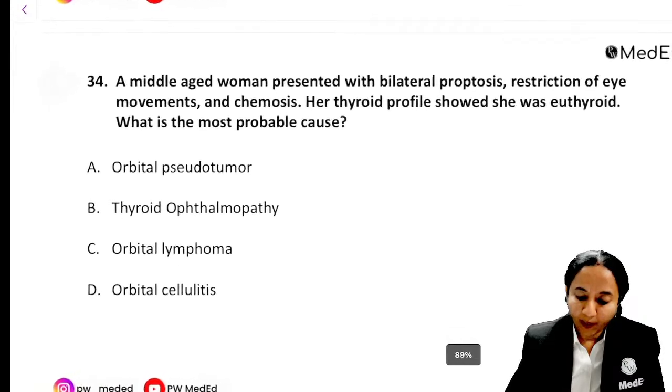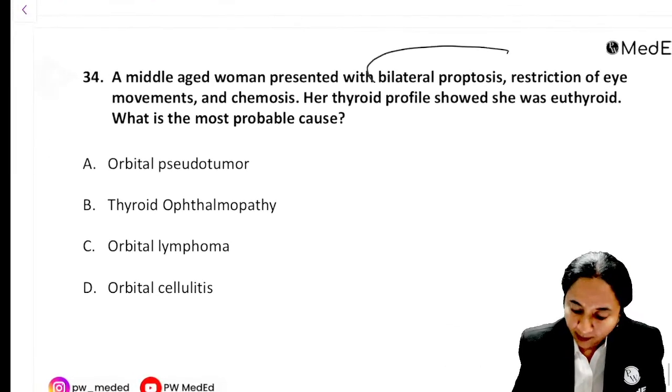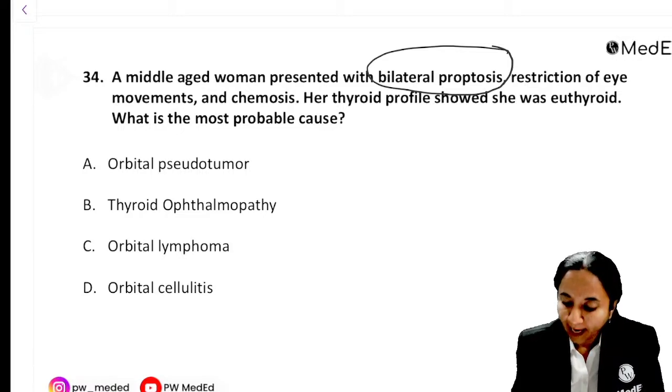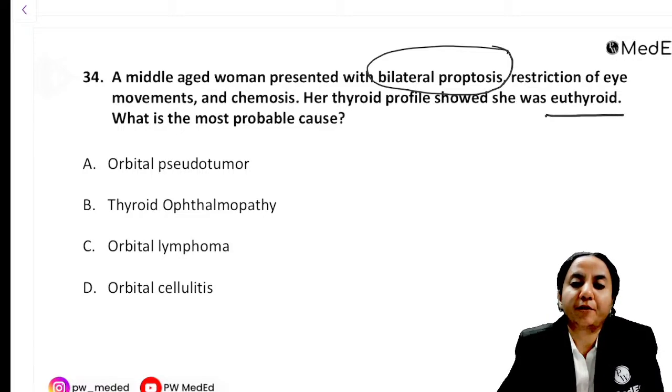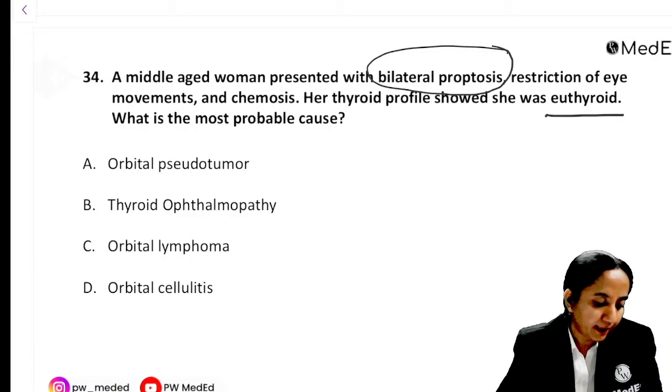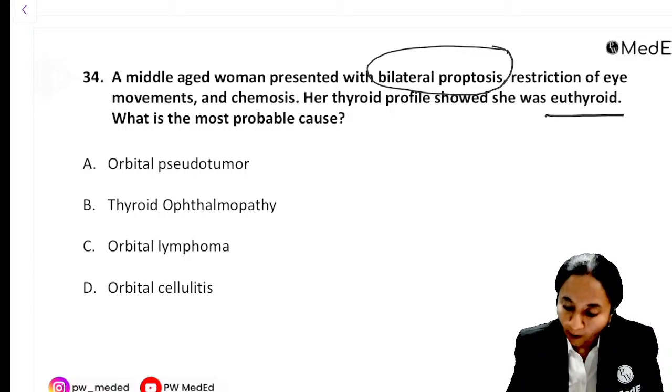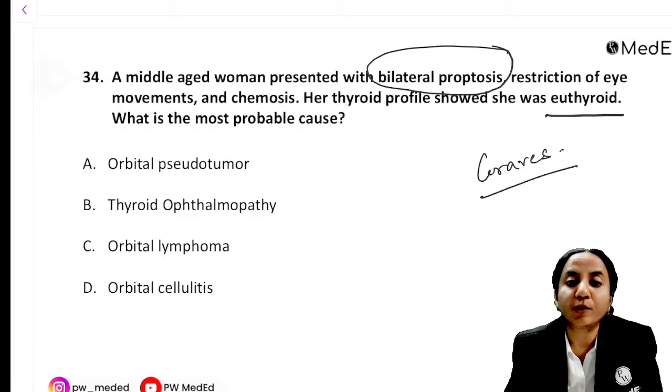A middle-aged woman presents with bilateral proptosis, restriction of eye movements, and chemosis, but her thyroid profile shows she is euthyroid. What is the most probable cause here? I think all of you know the answer. I will tell you the trick. Yes, thyroid ophthalmopathy is commonly associated with Graves, that is, hyperthyroidism. But that is not always necessary.